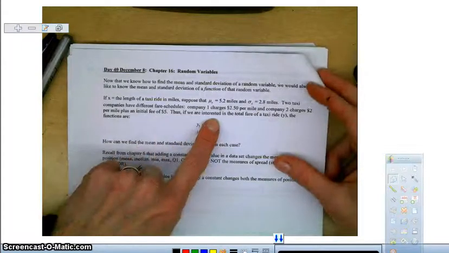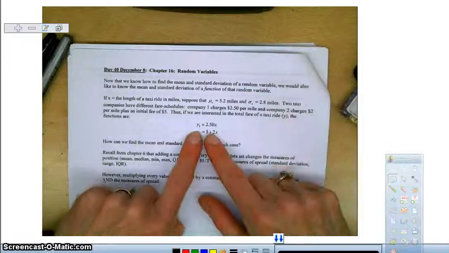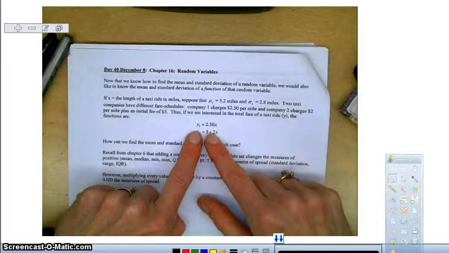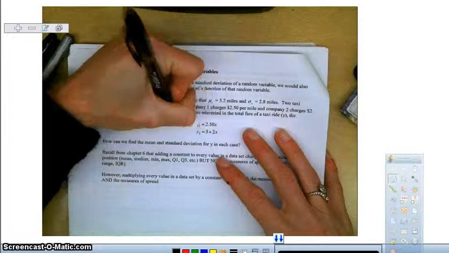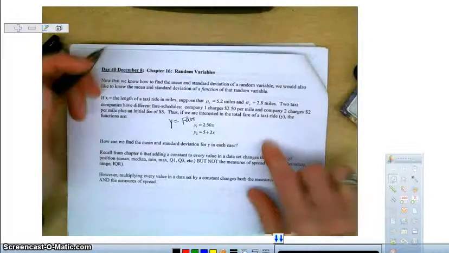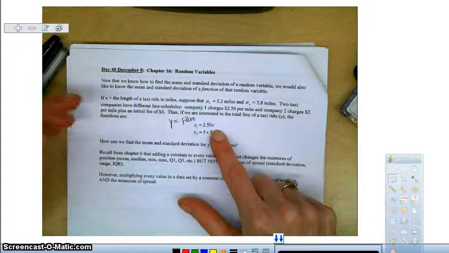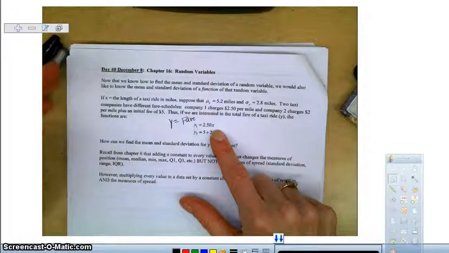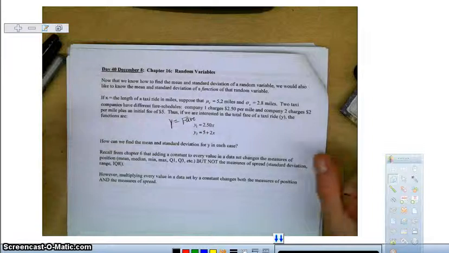Thus, if we are interested in the total fare of a taxi ride Y, the two functions are the cost, the fare, how much it costs. For Company 1 it is $2.50 times X. X represents the average length. Does it make sense that if you're going to figure out how much your taxi ride costs, you take how far you drove times the cost per mile? Okay, so it's just a very simple math function.